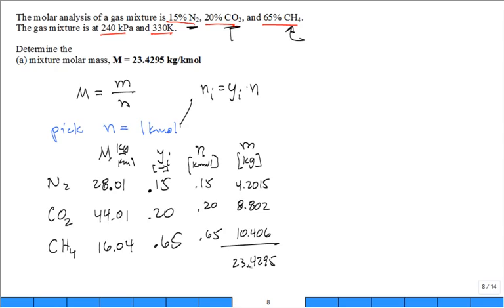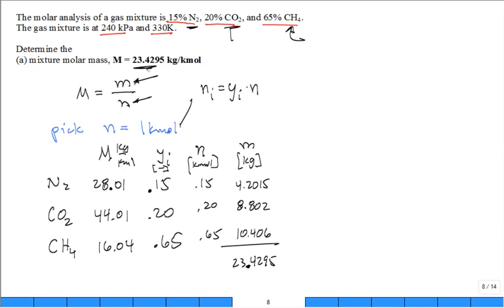23.4295. Now we look at that number for a minute and we think, that is how much mass I have with the assumption or starting point of 1 kilomole of the mixture. That's my molar mass. The molar mass is 23.43. Again, it's how many kilograms per kilomole. You picked the number of kilomoles to be 1 to start the process off.